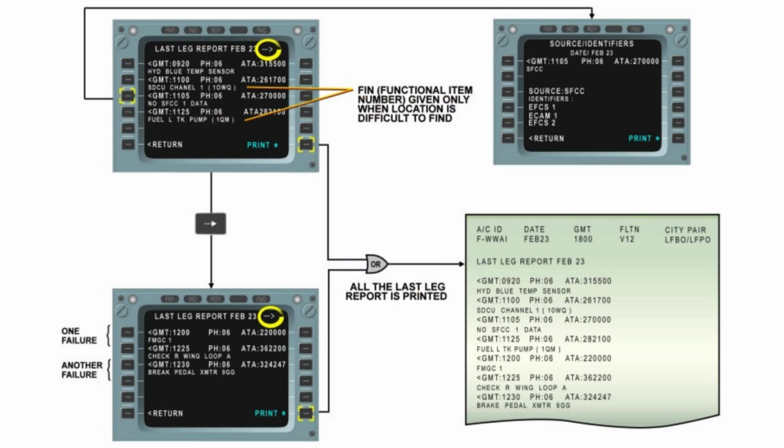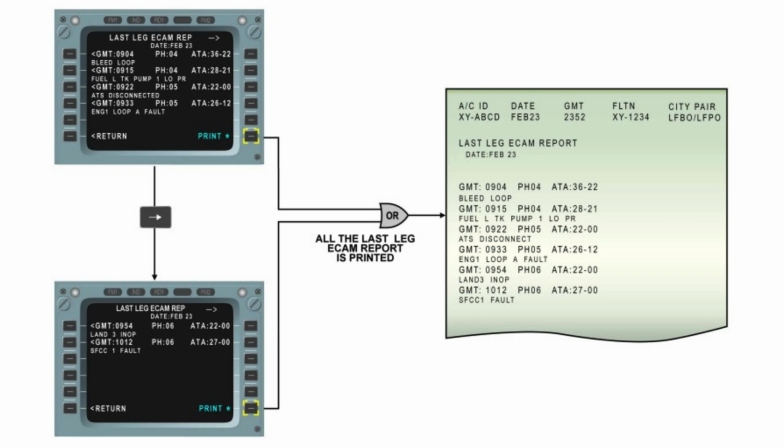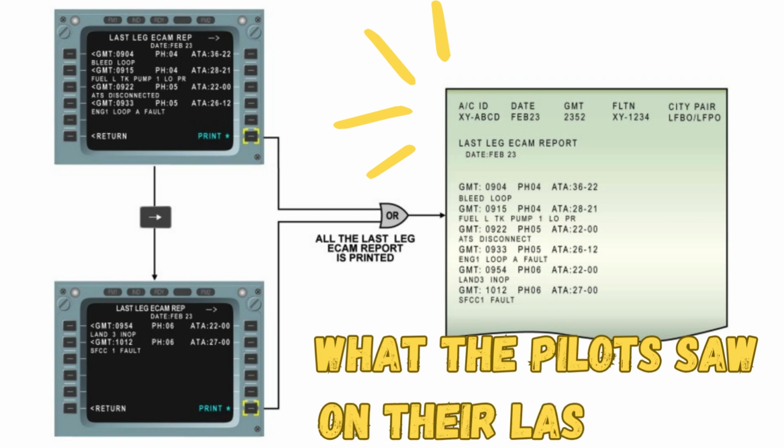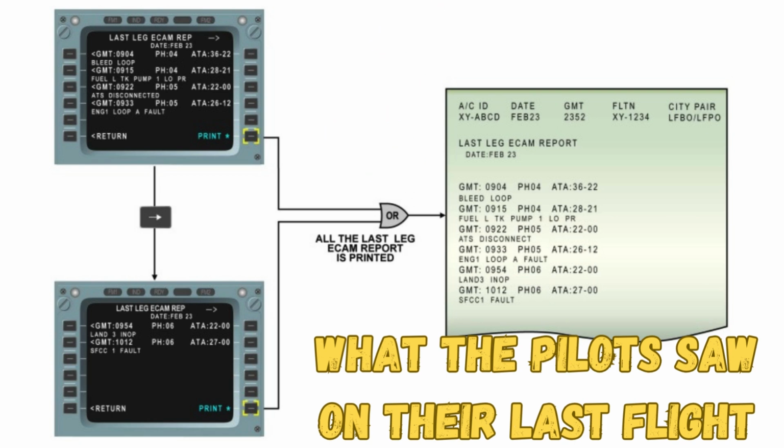several pages. The last leg ECAM report shows the list of electronic centralized aircraft monitoring warning messages sent to the Centralized Fault Display Interface Unit by the Flight Warning Computers, FWC. It can store up to 40 warnings occurred during the last leg. Documentary data appears on the print report: the aircraft identification, date and Greenwich Mean Time, GMT, the flight number, and the city pair airports.